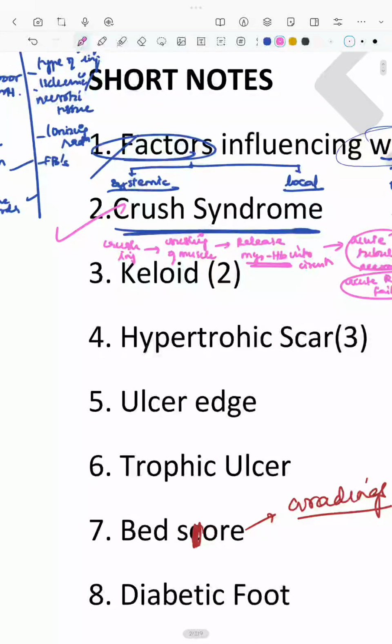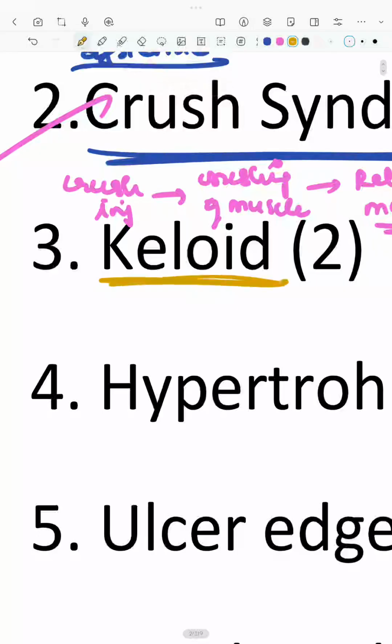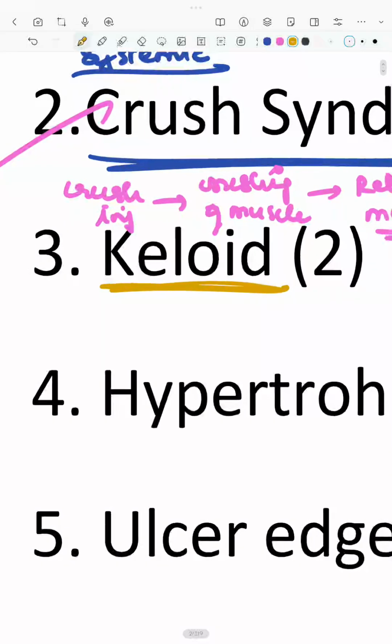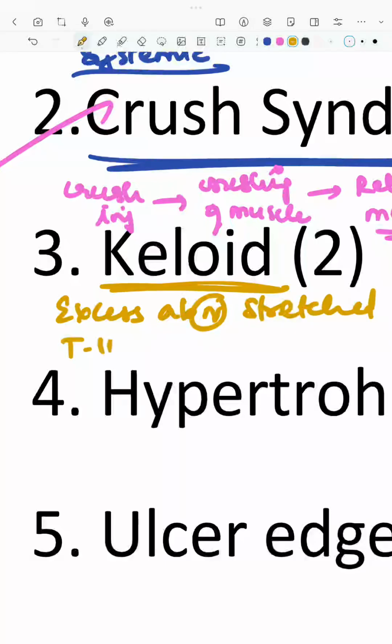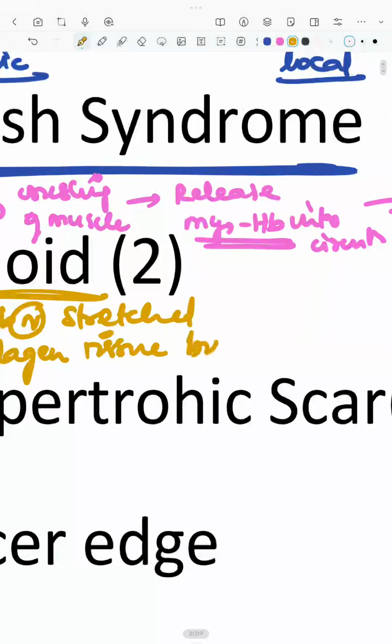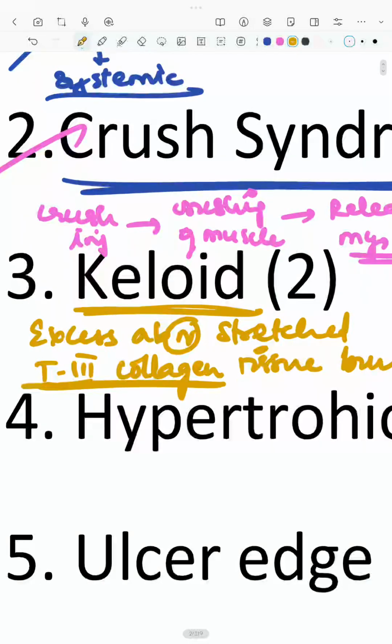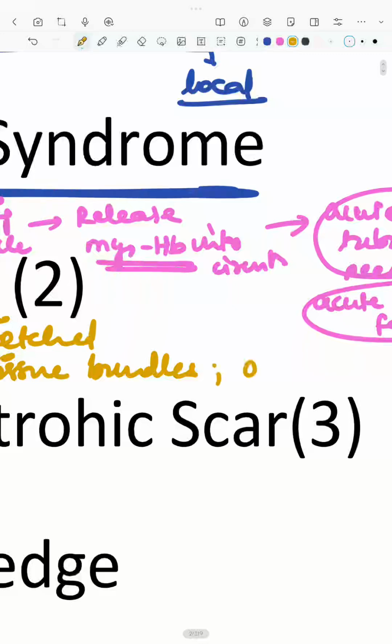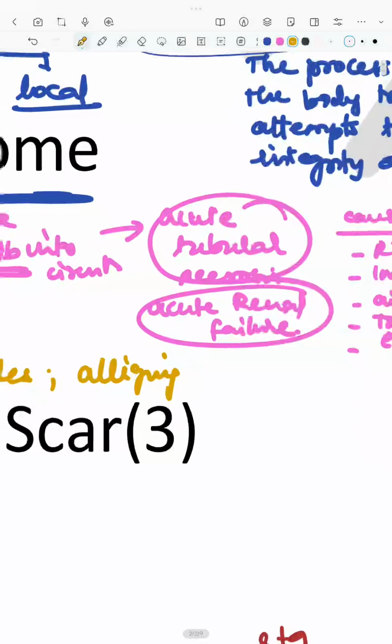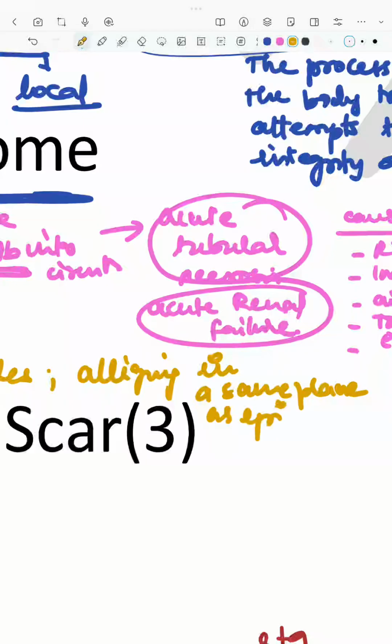Next, keloid. Keloid is an excess of abnormally stretched, thick type 3 collagen tissue bundles, aligning in the same plane as the epidermis. It extends beyond the scar.